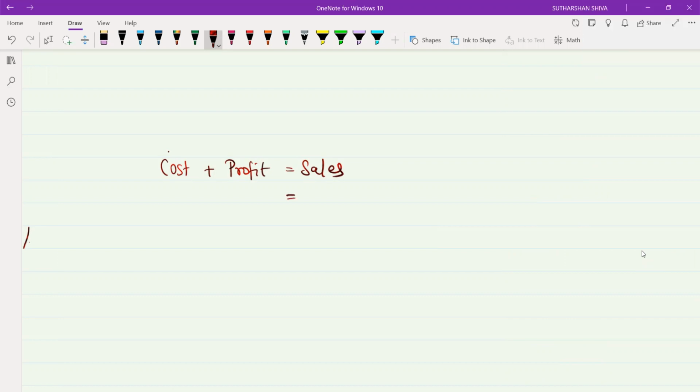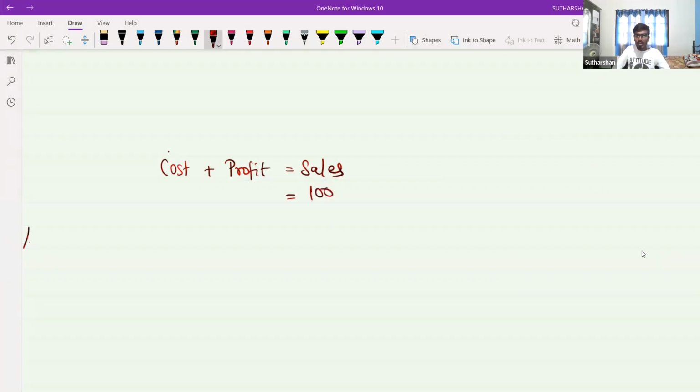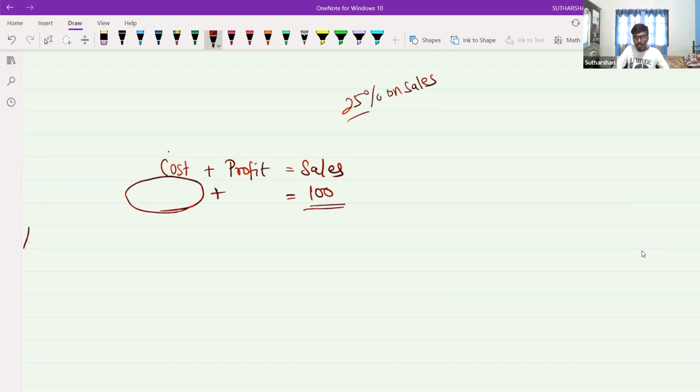Let's say I am selling goods for 100 rupees. I have a profit of 25% on sales. I don't know the cost value, I know only the sale. I'm selling for 100 rupees, and on the 100 rupees the profit is 25 rupees, which is 25%. So what is my cost? 100 minus 25, I will get 75.